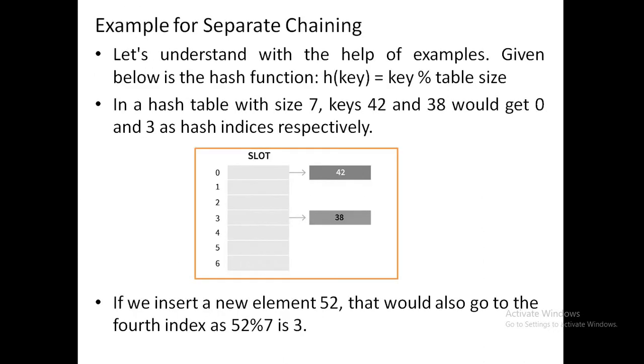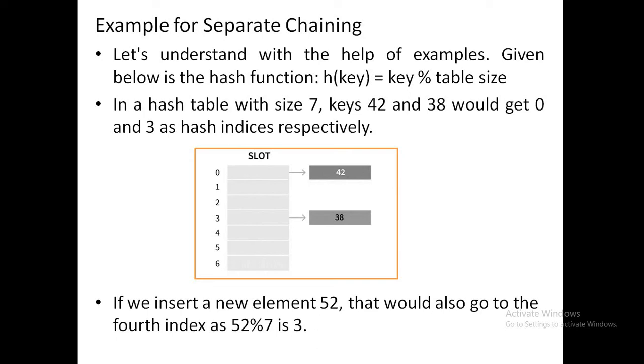Example for separate chaining. Let us understand this with the help of an example. Given below is a hash function, and the hash key is obtained as key modulo the table size. So here, in a hash table with size 7, the keys 42 and 38 would get a remainder 0 and 3 respectively, and hence they can be stored in the positions of index 0 and 3.